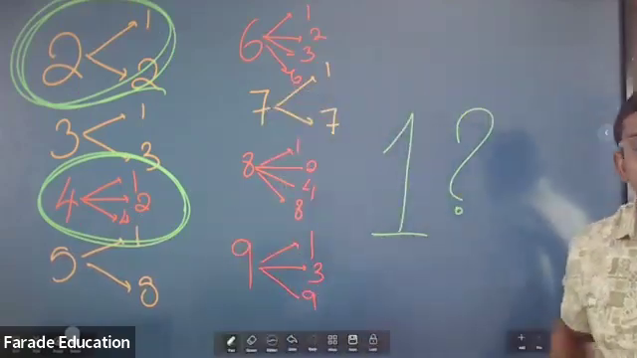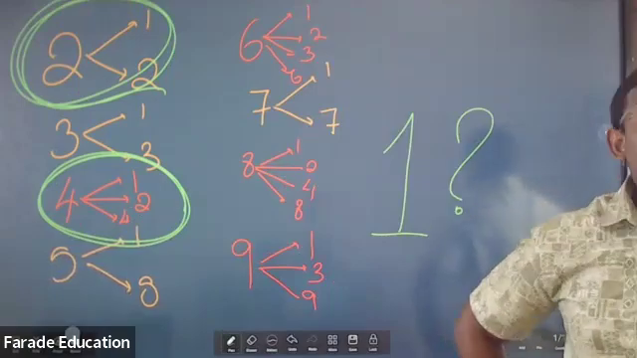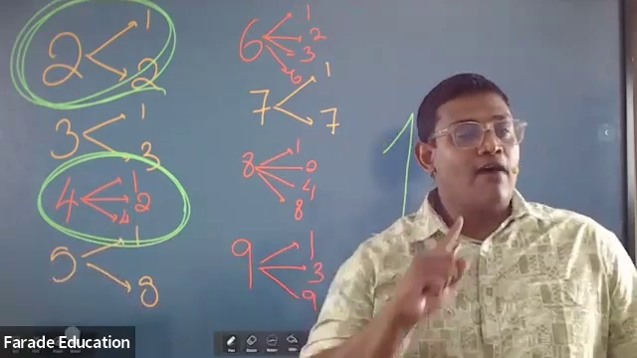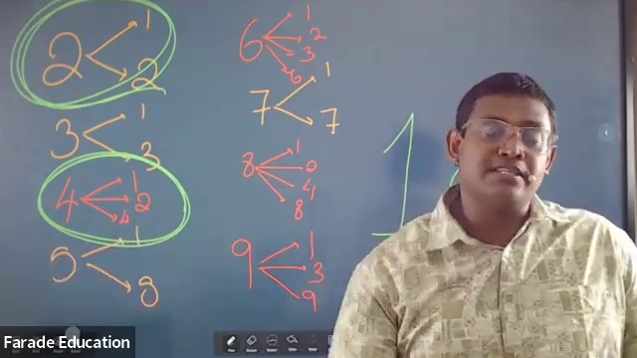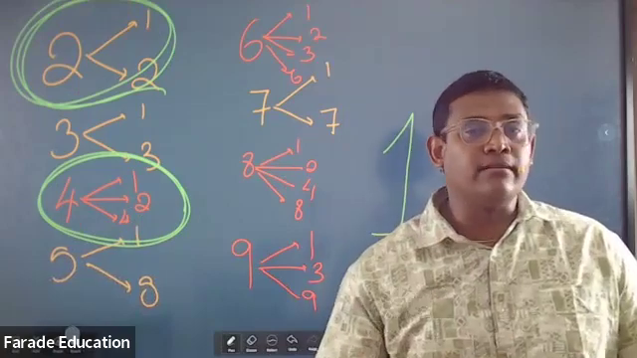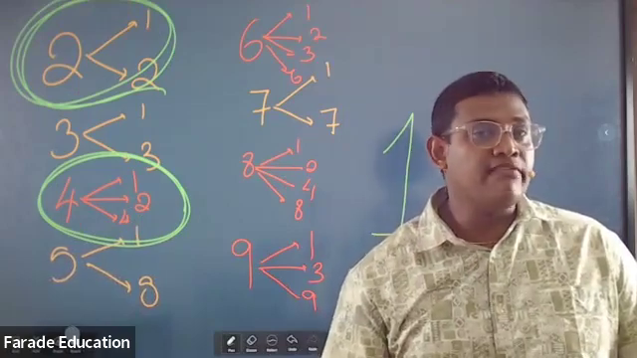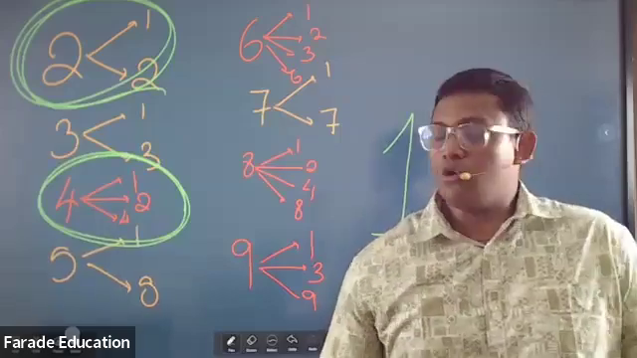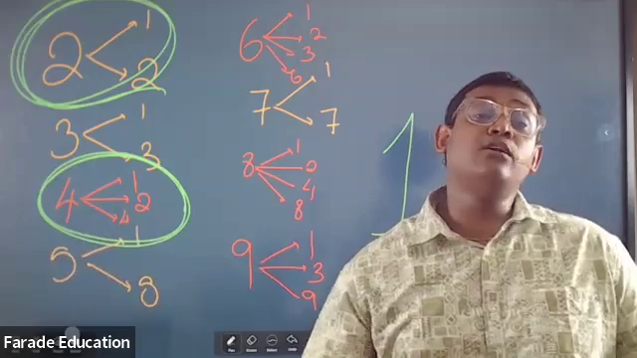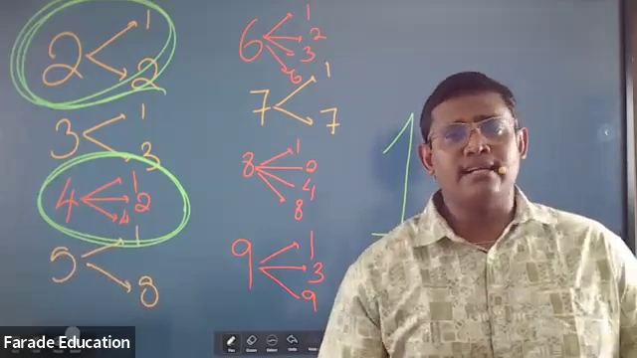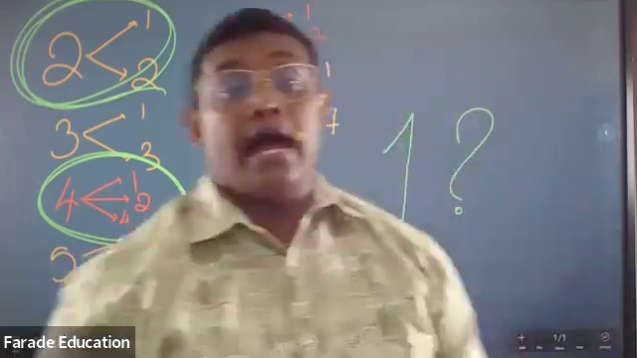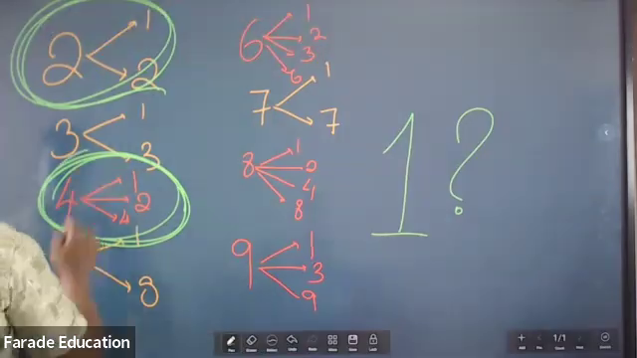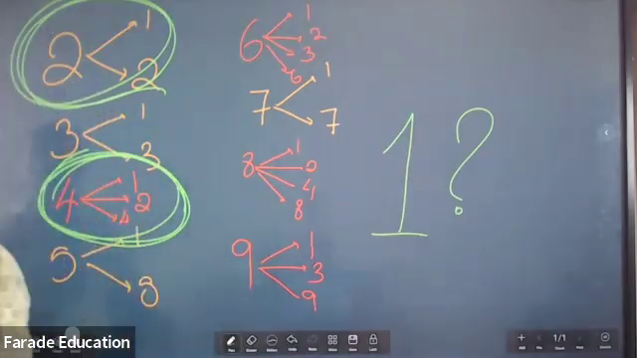What is 1? Remember, 1 is not a prime nor a composite number. 1 doesn't come under anything, because 1 doesn't have 2 factors. To become a composite number, you should have more than 2 factors. 1 has only 1. That is the issue. So the smallest prime number is 2, and the smallest composite number is 4. Keep that in mind. Now we'll go for the question.